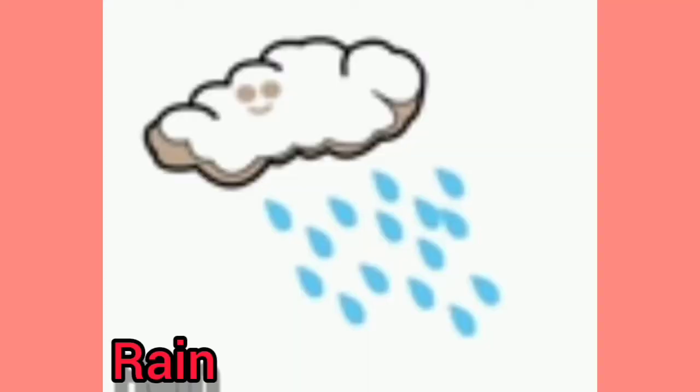Children, we all are aware about different sources of water. That is river, sea, pond, lake. And who provides them water? Rain. But children, do you all know how does it rain? Let's check out the process.